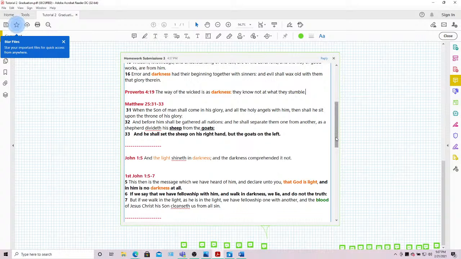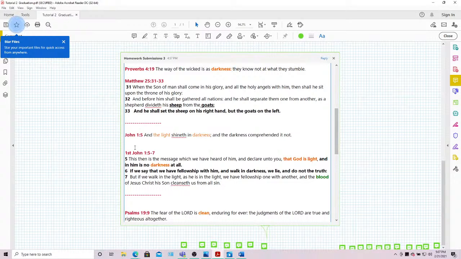And then we have 1 John chapter 1, verses 5 through 7, which is right here. So this then is the message which we have heard of him and declare unto you, that God is light. So it's just truth and righteousness, and in him is no darkness at all. If we say that we have fellowship with him and walk in darkness, we lie and do not know the truth. So if you're walking in darkness, you don't know the way of the truth, you're lying, and you're just deceiving only yourself. But if we walk in the light as he is the light, we have fellowship one with another, and the blood, so the life of Jesus Christ, his son, his servant, cleanses us from all sin.